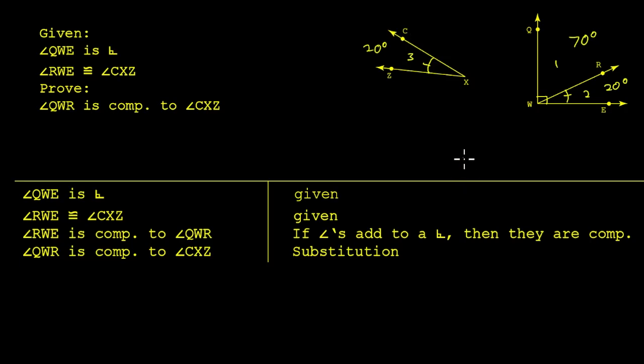It's easier to see with numbers, but you need to be able to do it in general. So if angle 1 is complementary to angle 2 and angle 2 is congruent to angle 3, then angle 1 is complementary to angle 3. Run through that about 4 or 5 times till you've got it. Again, everything in these proofs, once you get it, is strictly common sense.